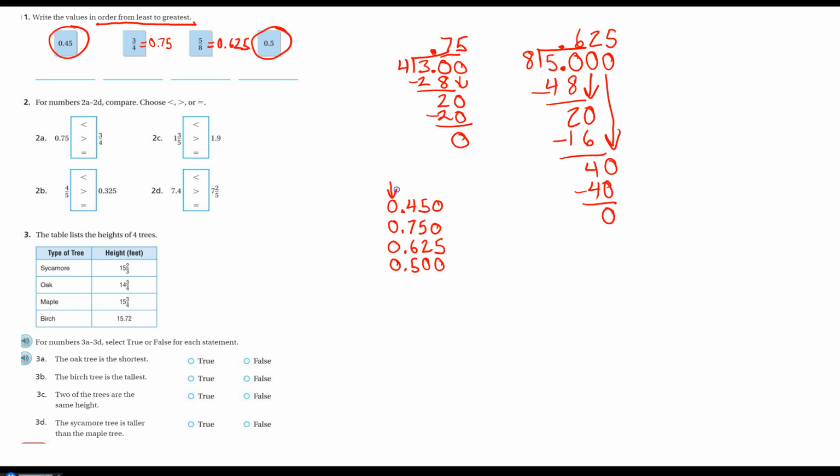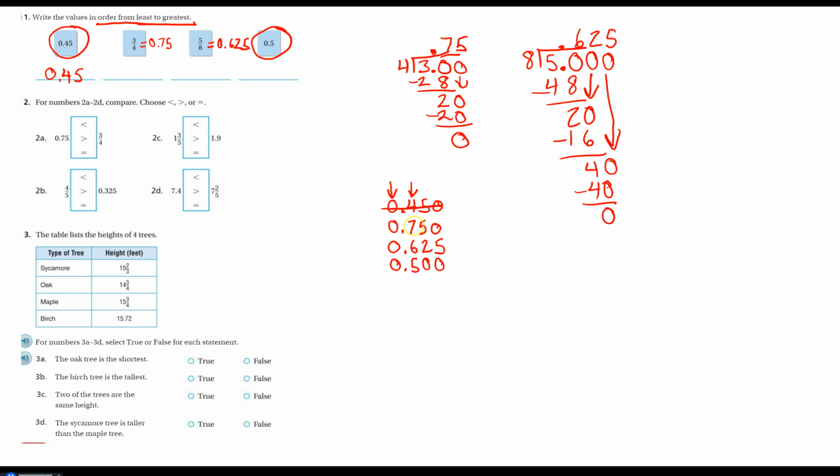Now I start with the ones place. I have all zeros, so that doesn't tell me anything. Okay, so I go to the tenths place: 4, 7, 6, and 5. And again, the problem says go from least to greatest. So of 4, 7, 6, and 5, the smallest number is 4. So my 0.45 will be first. Okay, I'm done with that one.